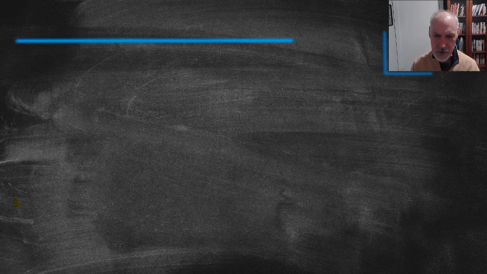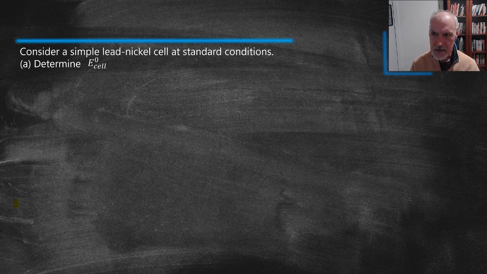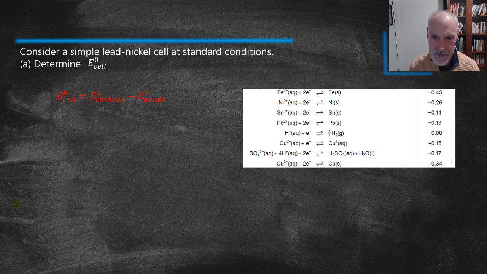Let's look at a question for an example. First off, I wanted to consider the simple lead-nickel cell at standard conditions and determine the E naught for that cell. This is the equation that we use, and here's some data we see in our IB data booklet.